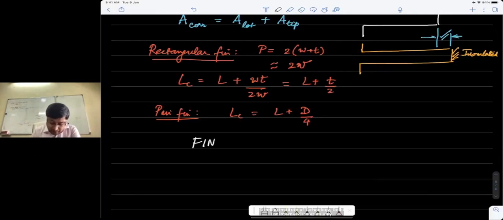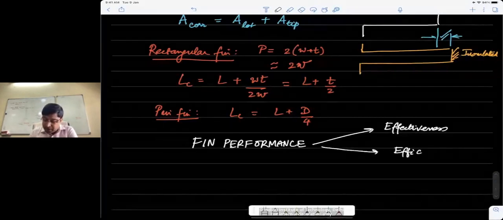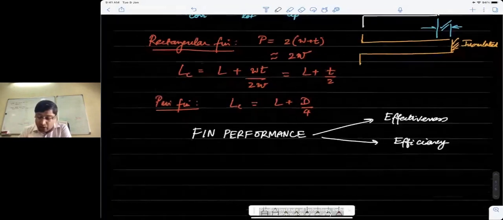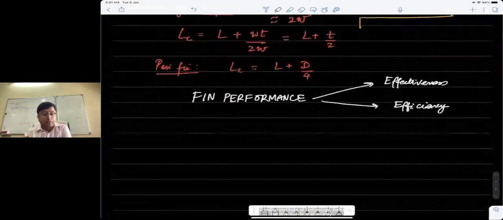So what we'll do is define two fin performance parameters. One will be what we'll call effectiveness, and the second would be fin efficiency. So we'll use two parameters to quantify fin performance, and let's begin with each of them and see how they're different and what details they bring about the fin design.